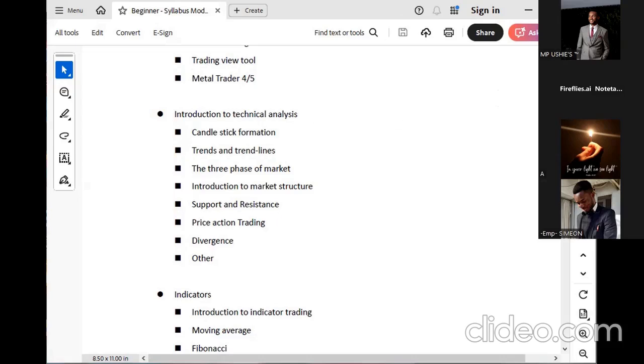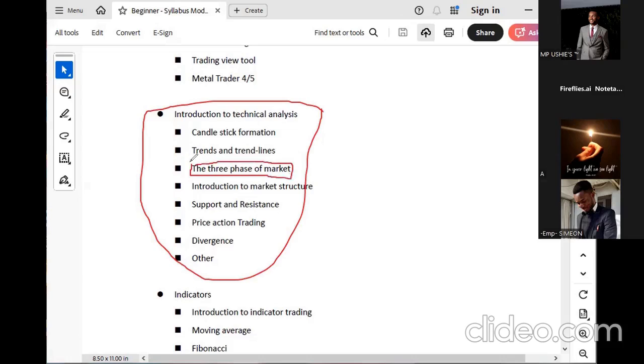So we started with these topics, right? And we were able to talk about the three-phase market, introduction to market structure, and support and resistance. So for today, I will focus on these two: candlestick formation, and trends and trend lines.